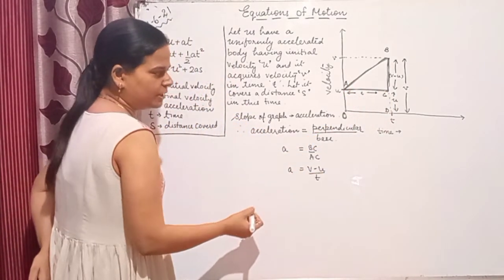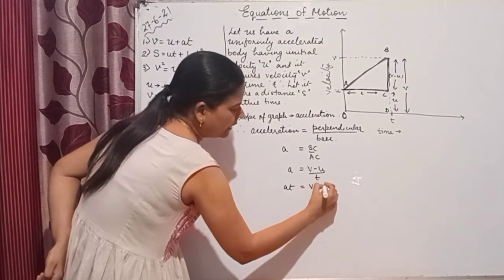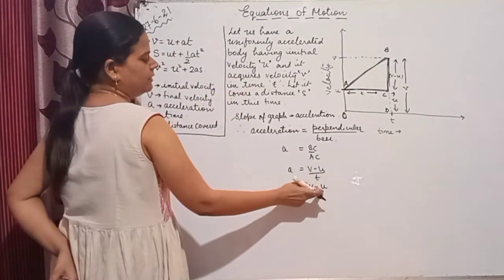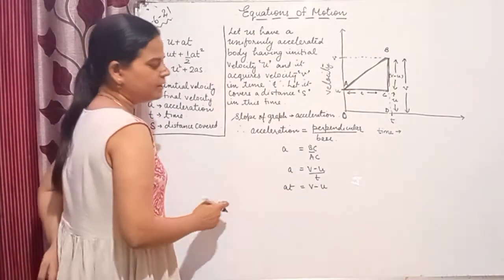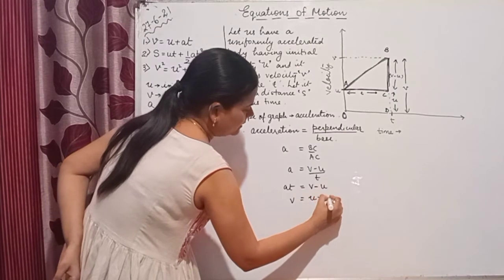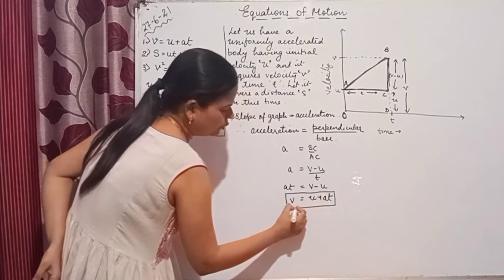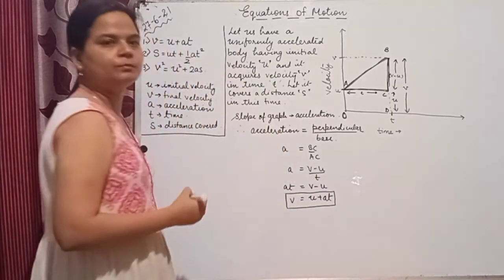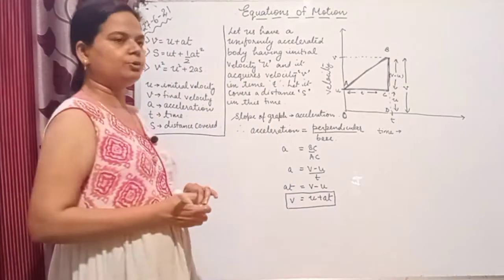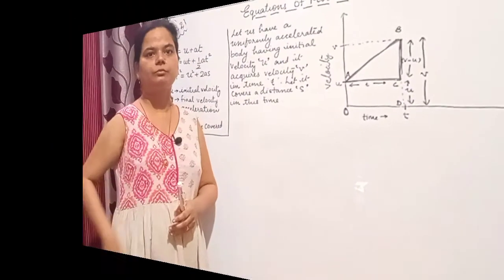Let us cross multiply it. So we will be getting AT is equal to V minus U, and if we shift this minus U to the other side, we will be getting V is equal to U plus AT, and this is the first equation of motion. So this is how we are going to derive the first equation of motion.